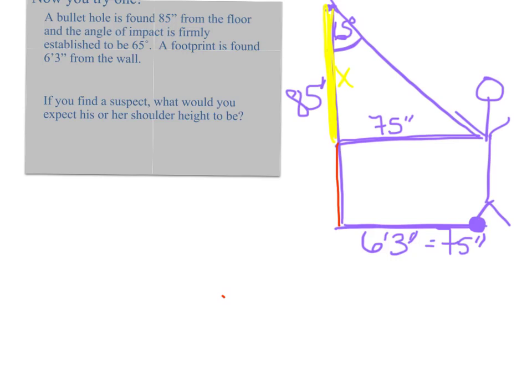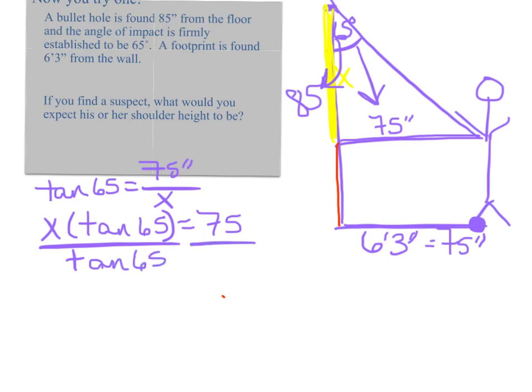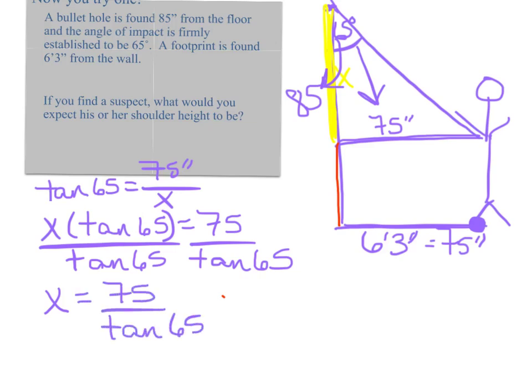So I'll start with tangent, because tangent is the way to go. So the tangent of 65 degrees is equal to opposite, so I'm going to look opposite, 75 inches over adjacent. Adjacent means next to, but that's my unknown here. So I have now my unknown times the tangent of 65 is equal to 75. I'm going to divide both sides by the tangent of 65 so that I end up with x equals 75 over the tangent of 65.